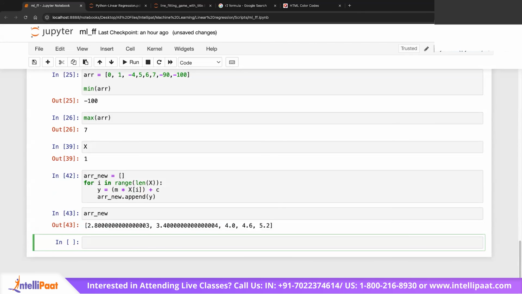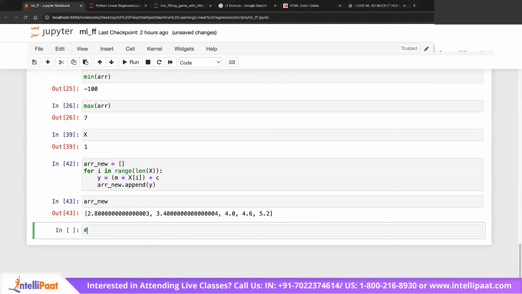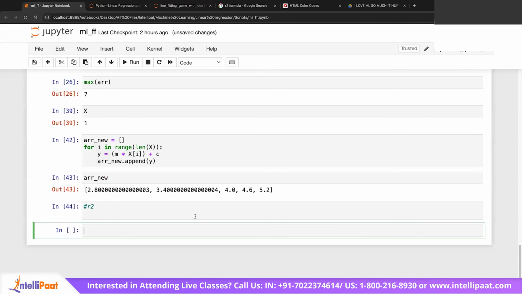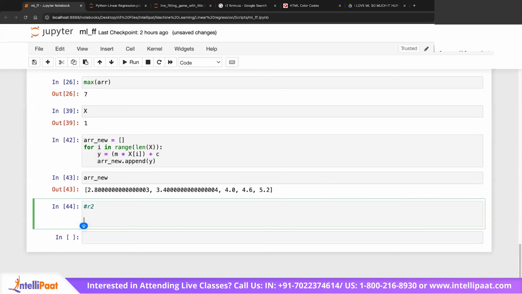Done. Now, let's talk about the calculation of R square. How did we calculate R square? What did we do in R square? Sum of square total, sum of square residual, all of that stuff. We'll be talking about that. As you already know, we calculated something called R square, right?